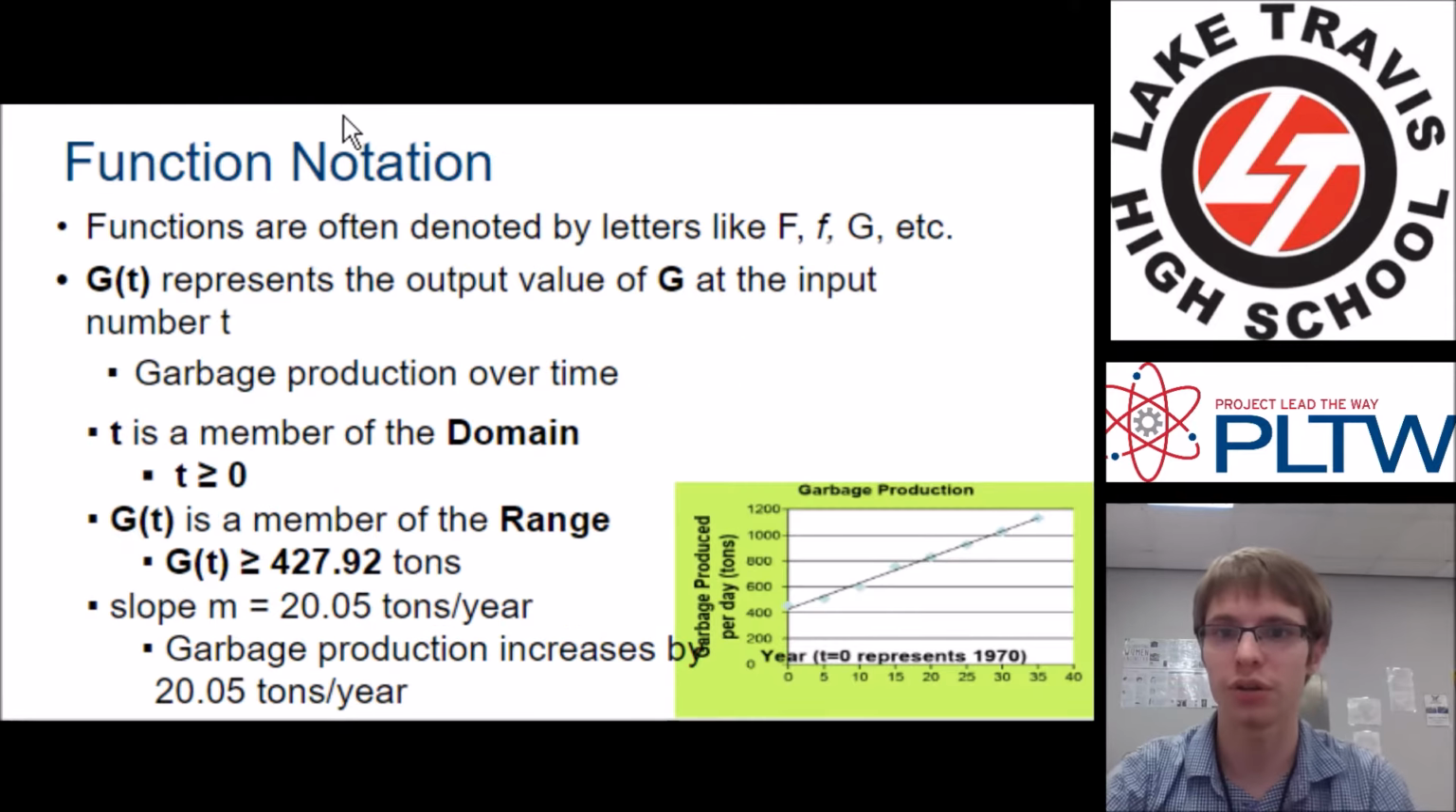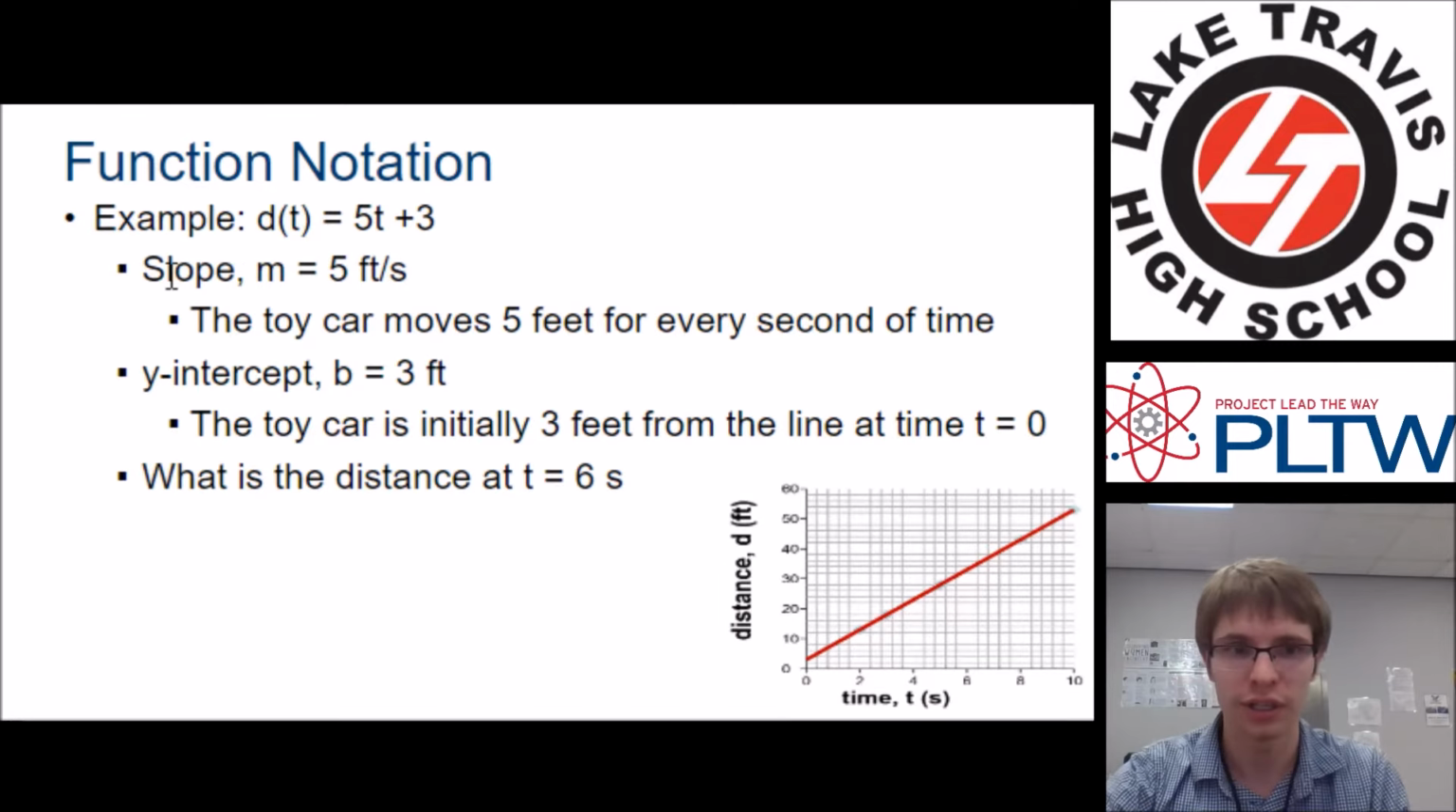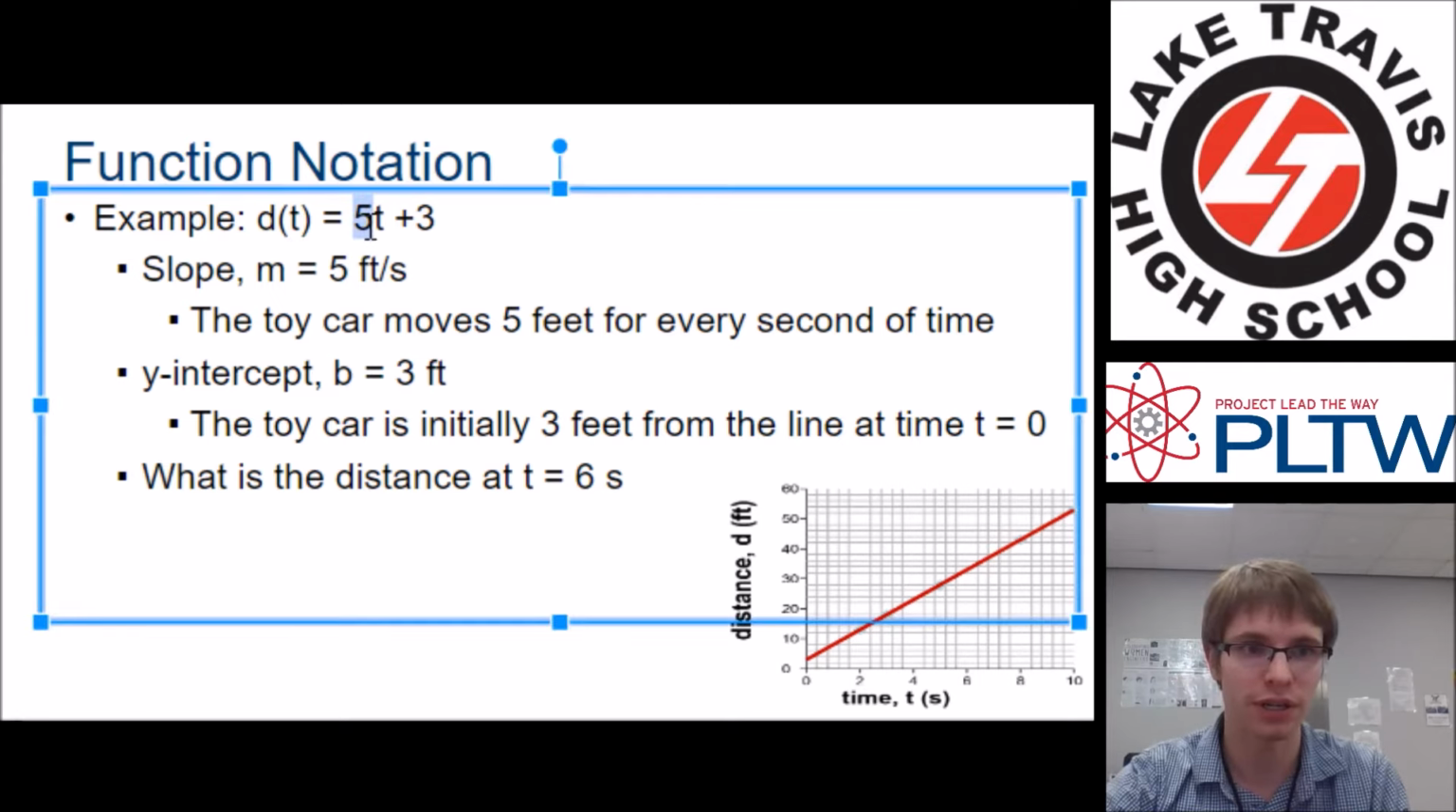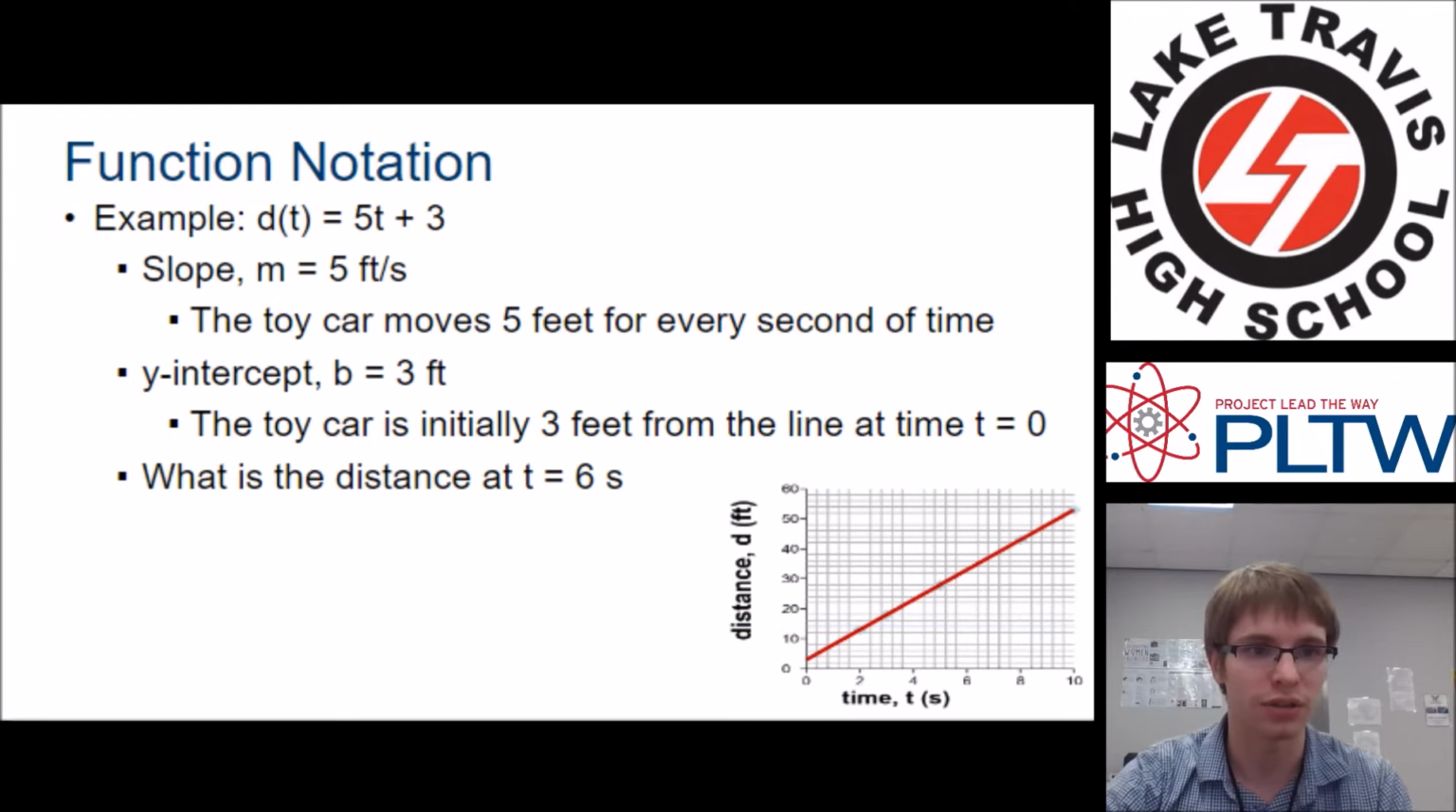Okay, for your first question, we're going to use this function notation to analyze a certain curve. Here it's represented by the function b of t equals 5t plus 3, which means this number right here is the slope. Every time we move up by 1 second, we increase by 5 feet. So that is 5 feet per second. If this is the distance of a toy car, it moves 5 feet for every second of time. And the y-intercept is 3 feet. So we add that plus 3 at the end when we calculate this function. The toy car is initially 3 feet from the starting line at time t equals 0 when we start timing. Okay, so I want to ask you, what is the distance at t equals 6 seconds?